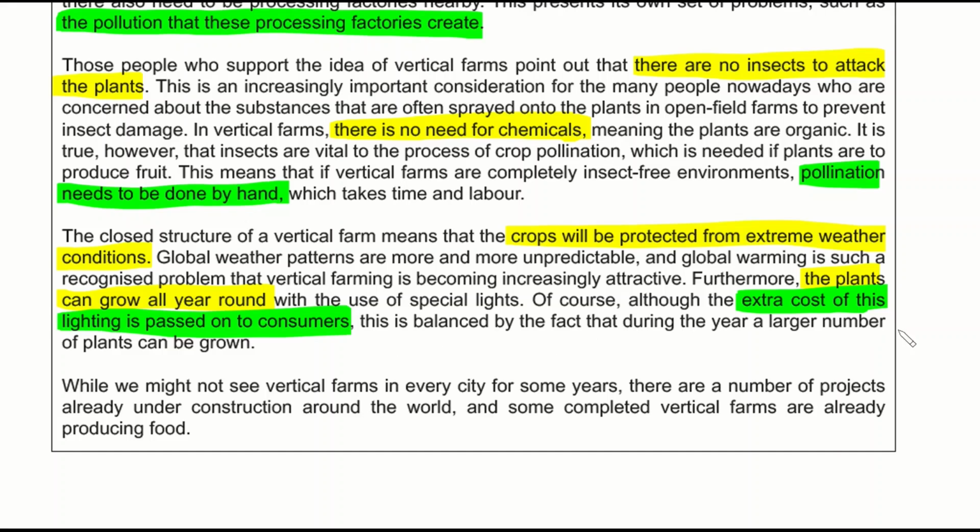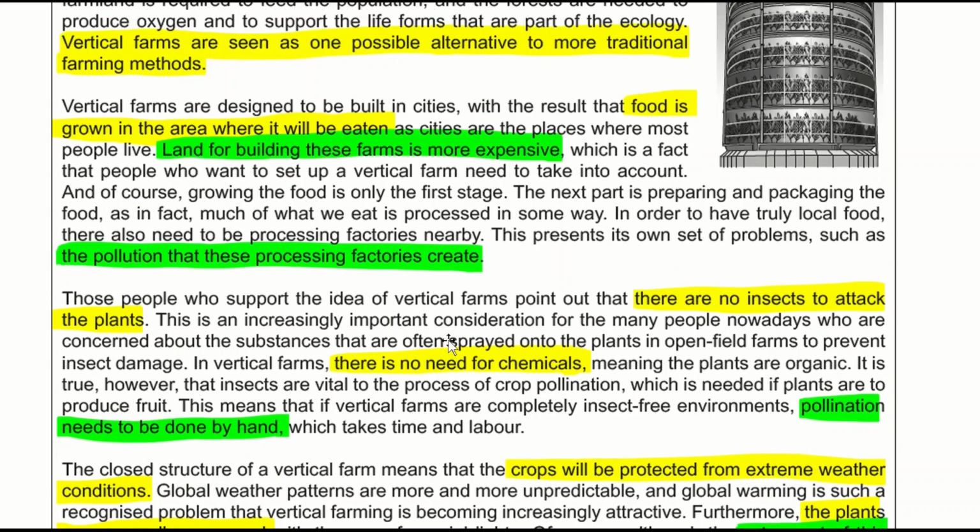During the year, a larger number of plants can be grown. While we might not see vertical farms in every city for some years, there are a number of projects already under construction around the world, and some completed vertical farms are already producing food. So there's nothing in there that I can see as an advantage or a disadvantage.